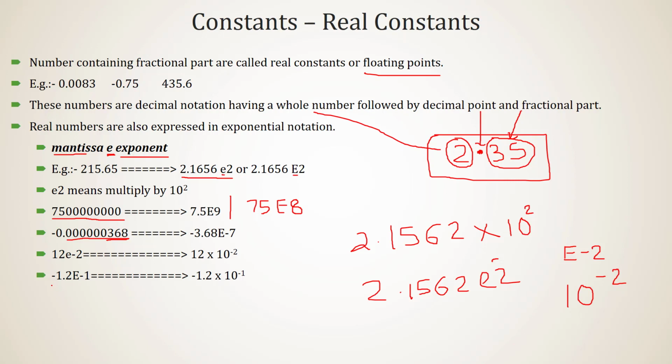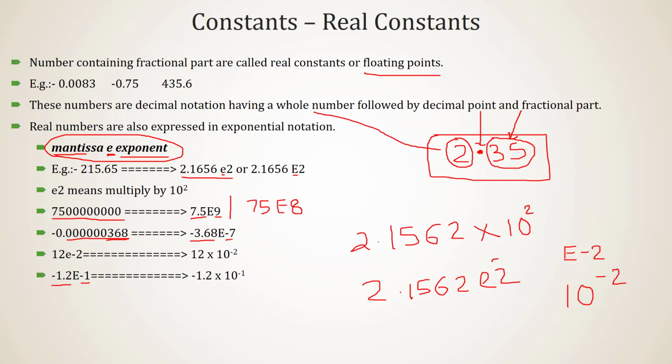Here this minus 1.2 is called the mantissa part, and this minus 1 is called the exponent part. Here 7.5 is the mantissa part and 9 is the exponent part. So mantissa followed by E followed by exponent. Here minus 3.68 is the mantissa part and minus 7 is the exponent part.